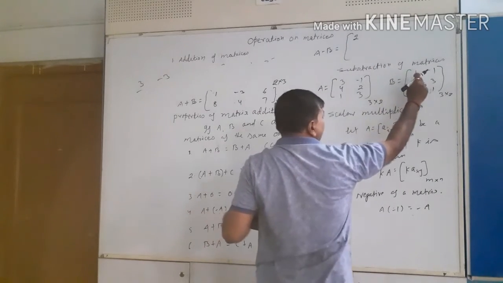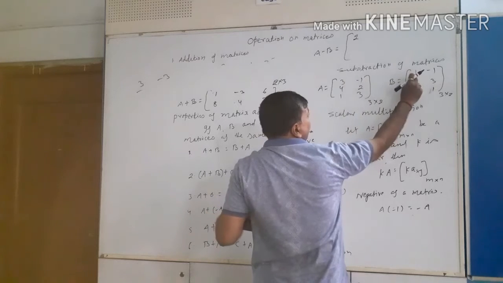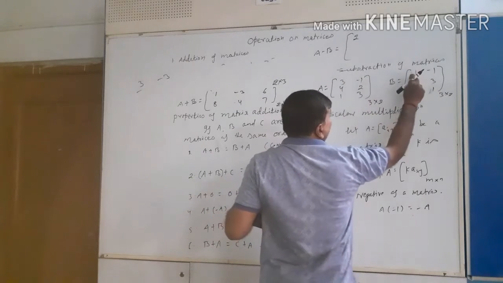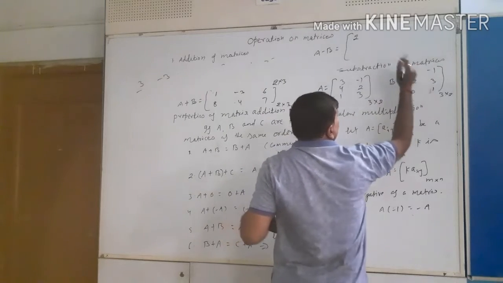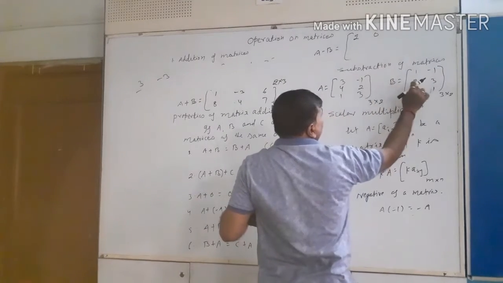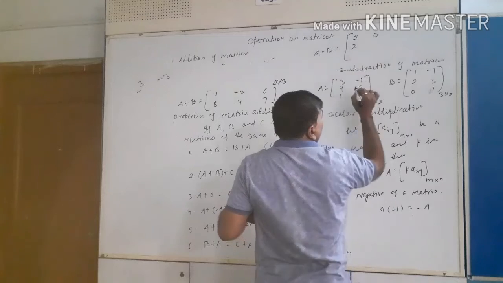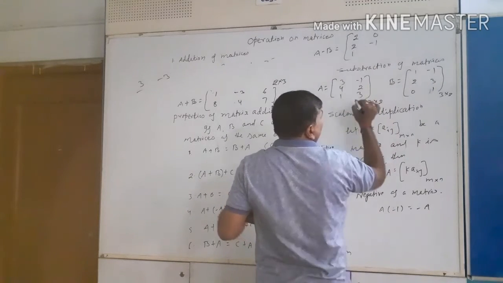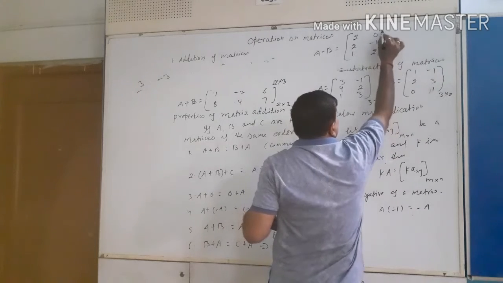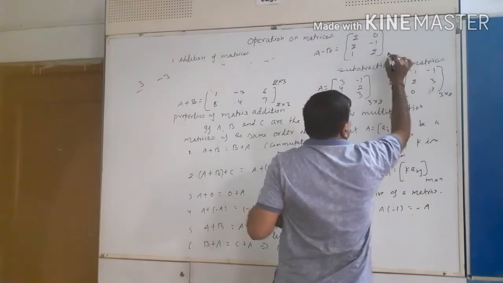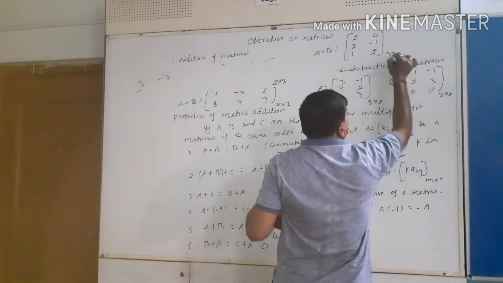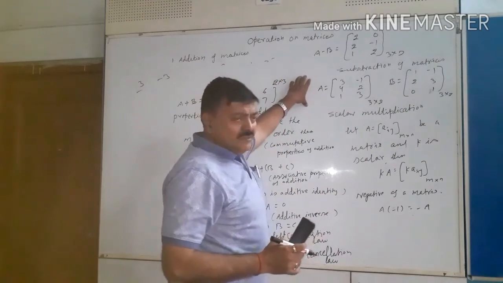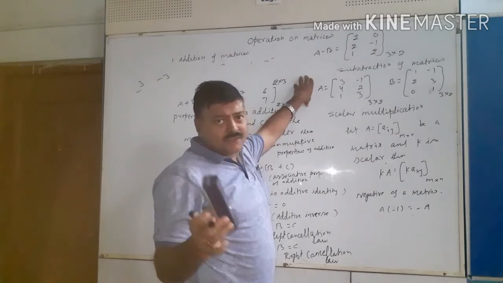Same. The a11 will be subtracted from a11, a12 from a12. So 3 minus 1 is 2, minus 1 minus 1 will be 0, 4 minus 2 is 2, 2 minus 3 is minus 1, 1 minus 0 is 1, 3 minus 1 is 2. And the order will be the same, namely 3 by 2. The result will be of the same order. Very simple to know the subtraction.